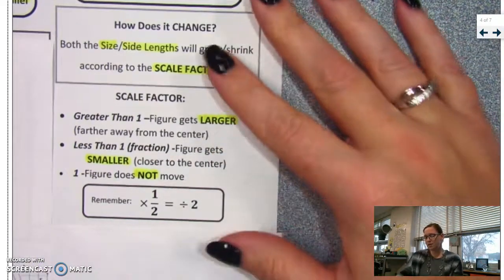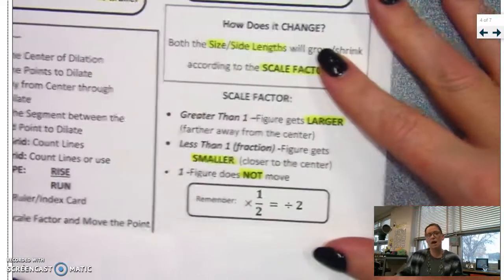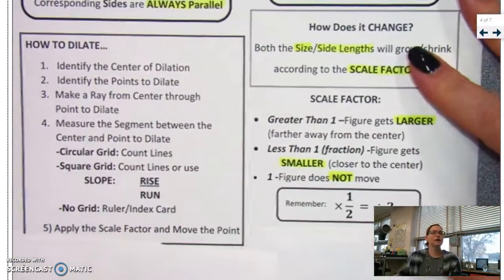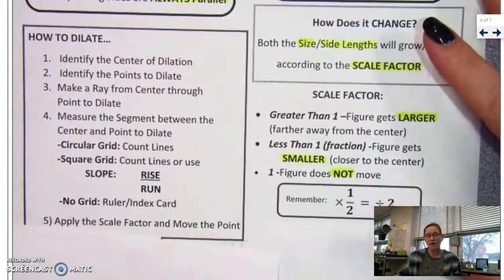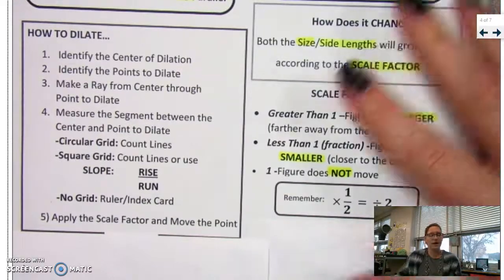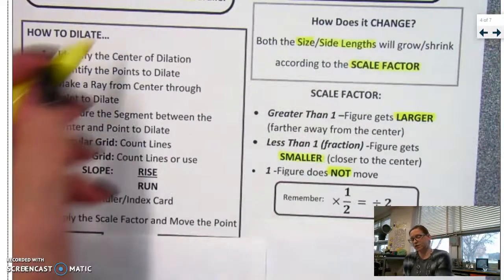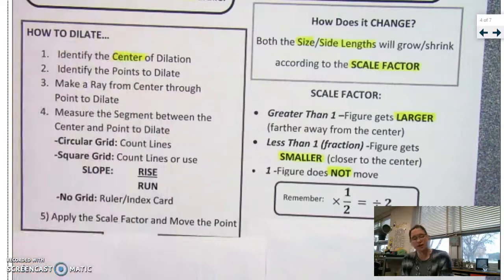All right, so we talked about scale factors. So now the big part, how do we dilate? The first step in dilating is that we have to locate our center of dilation.